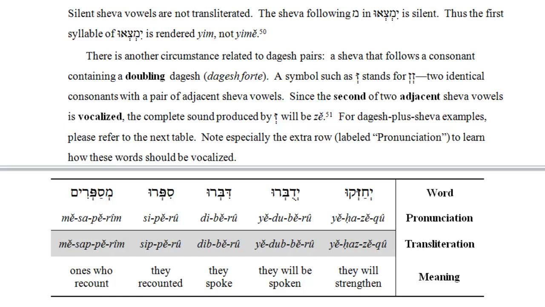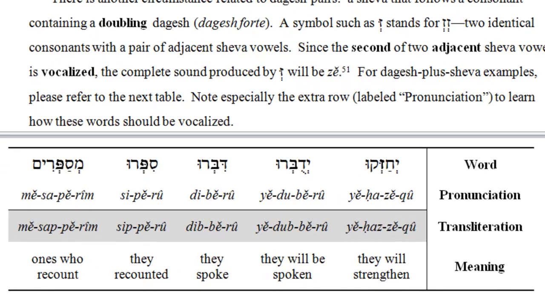Now that is the understanding behind the reason for always vocalizing any shava that follows a consonant with a strong dagesh. You'll see some examples in this next table. Notice in particular which consonant has a dagesh in it, followed by a shava, and as you hear it pronounced, you will be able to hear that shava as a weak, but a distinct vowel.